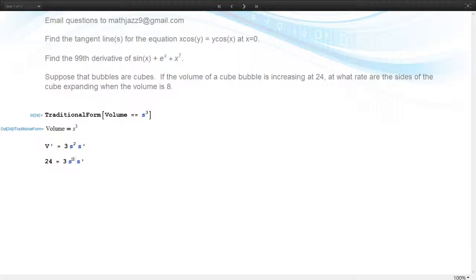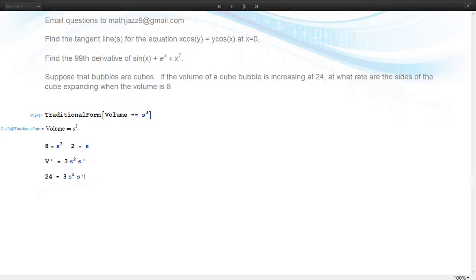Okay, so we don't know what s is right now, but we do know that there's a relationship between the volume and the side length. And we do know that our volume is 8 at the time that we're interested in. So 8 equals s cubed, taking the cube root, gives us 2 equals s.